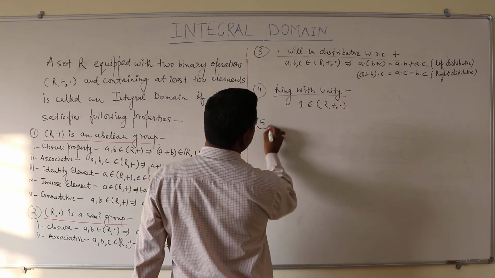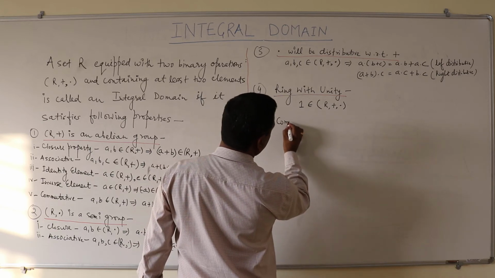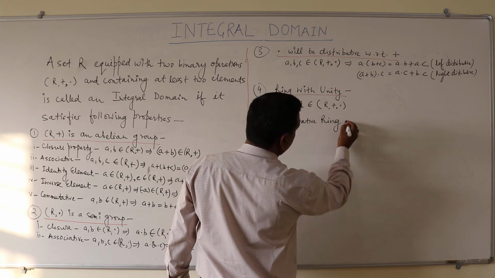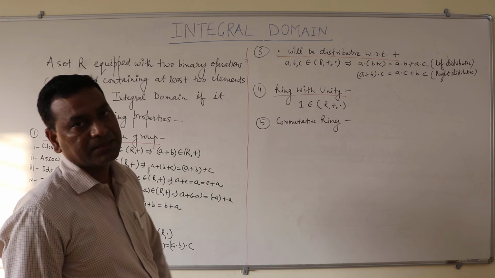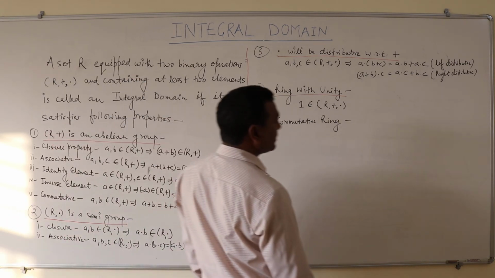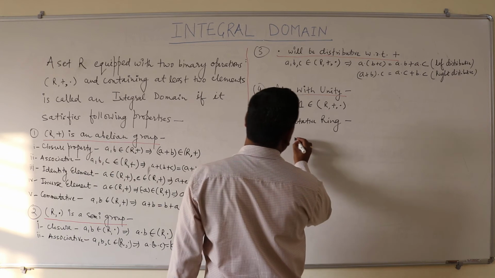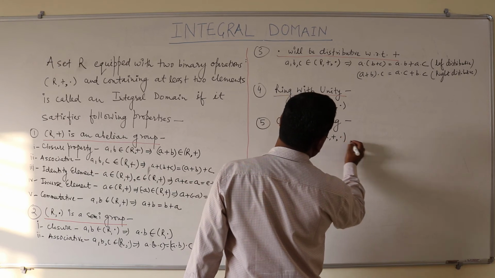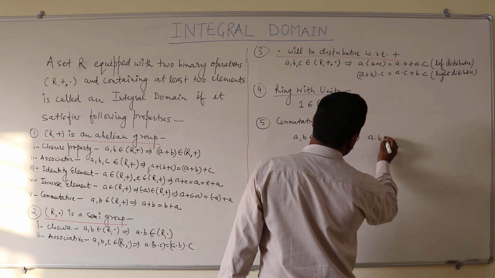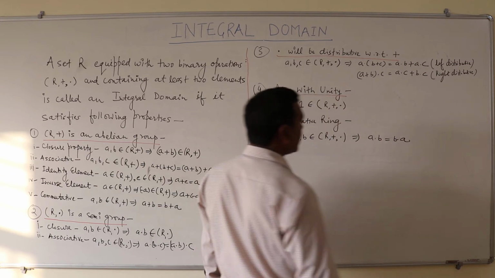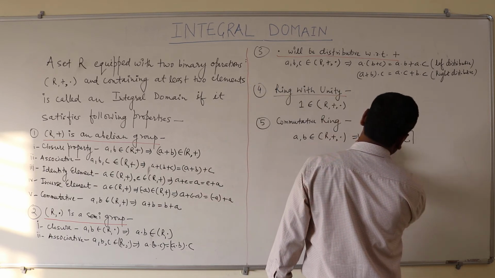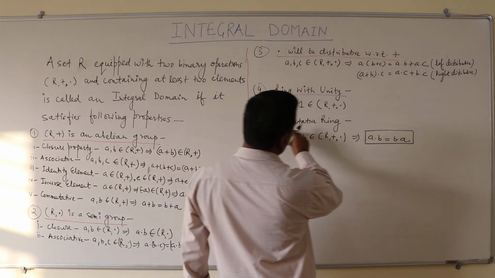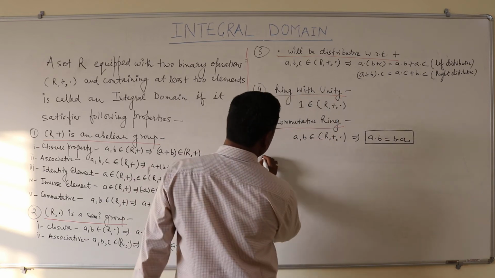And the fifth property is commutative ring. Commutative ring means this will be commutative with respect to the multiplication. If A comma B belongs to this, then A dot B equals B dot A. It means this is a commutative ring. So this is the fifth property.